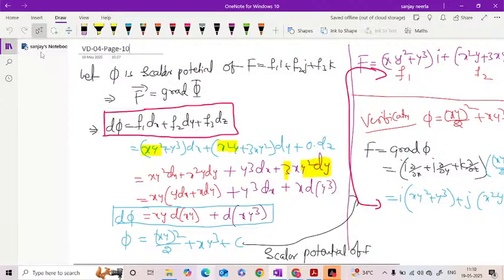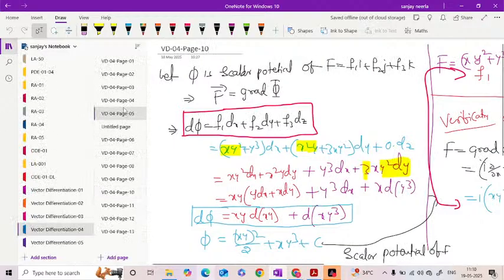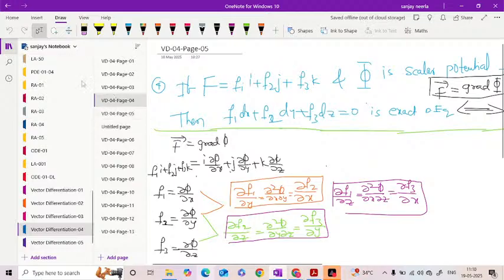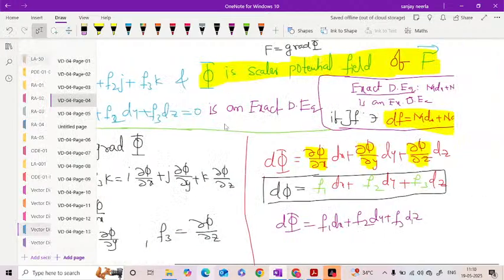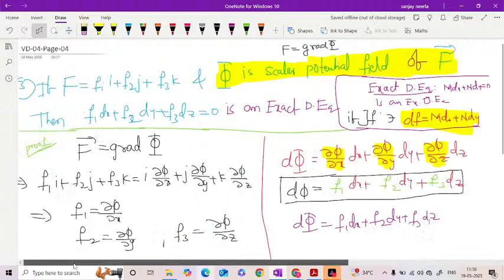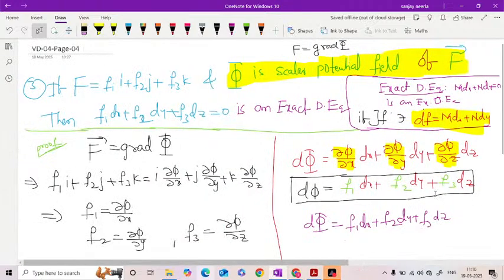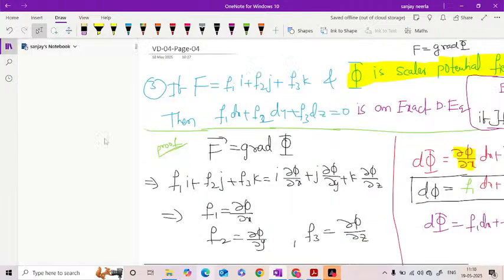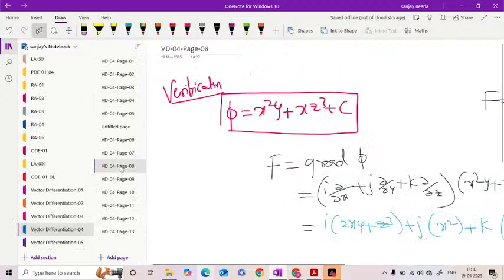Already we proved this in the third property. In the third property we have already seen that d pi is equal to f1 dx plus f2 dy plus f3 dz. Okay, directly we will use that property.